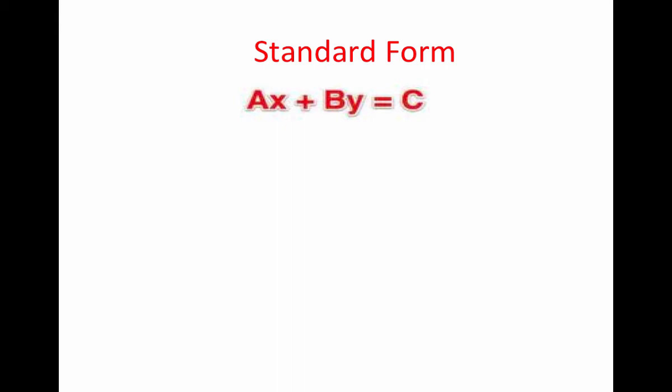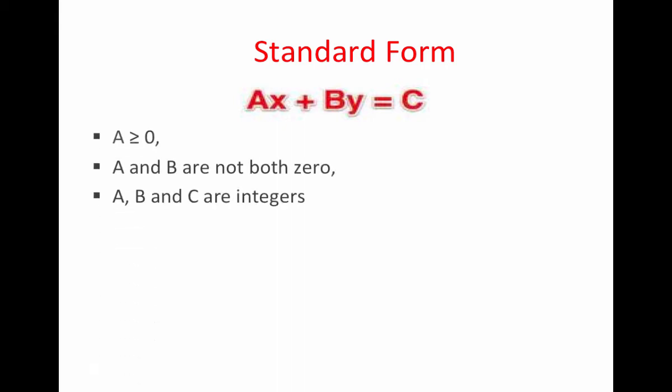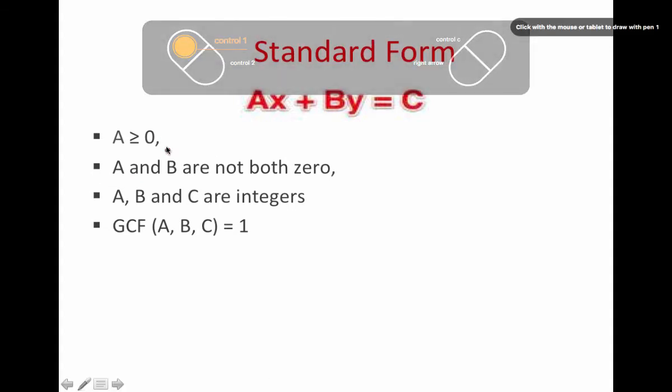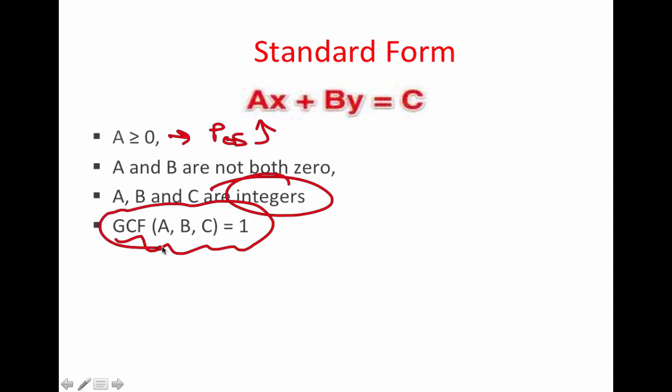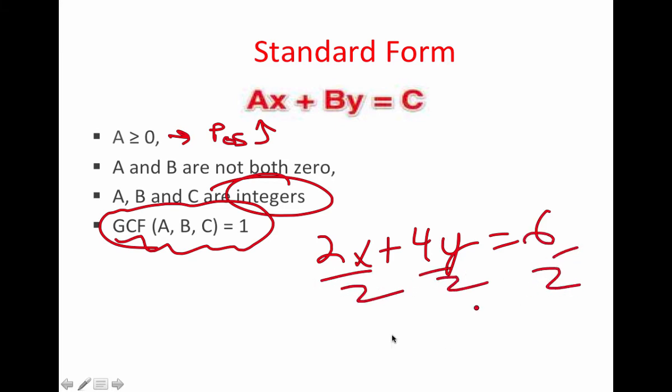Okay, standard form, ax plus by equals c. It is very important that you understand a couple of rules. A, b, and c are all integers, and a is positive. A's got to be positive. Also, they're all integers. Also, they need to be reduced. There's a greatest common factor of 1. So if it's 2x plus 4y equals 6, you can divide everything by 2, right? It turns into x plus 2y equals 3. X plus 2y. There's a plus there, obviously.